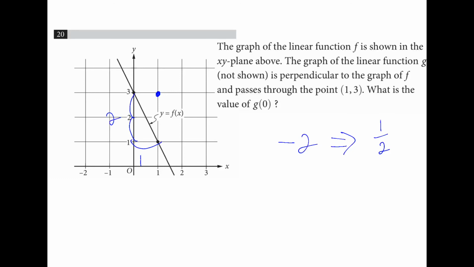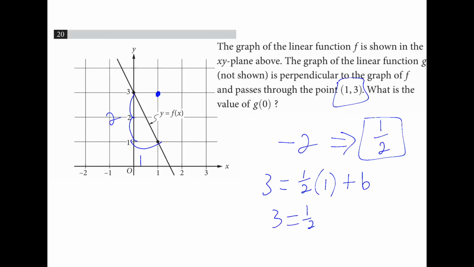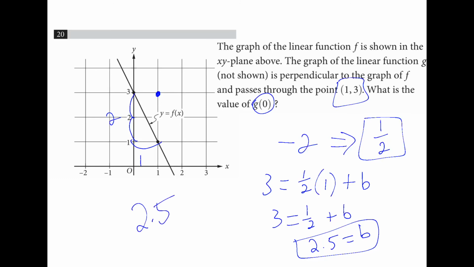But they want to know what happens when you plug in 0. So I do have to figure out the b value. To do that, I'm going to use this point here and this slope here. So 3 for my y value is equal to my m value, 1/2, times my x value, 1, plus b. So 3 is equal to 1/2 plus b. 2.5 is equal to b. And that is actually my answer here, because the value of g of 0 means when I plug 0 in, what do I get for y? Which is the same thing as my y-intercept. So the answer is 2.5.